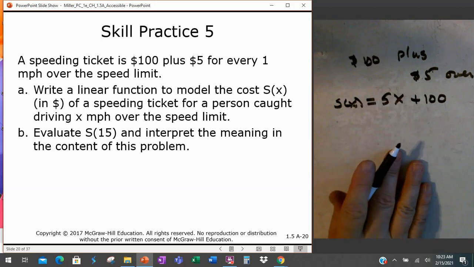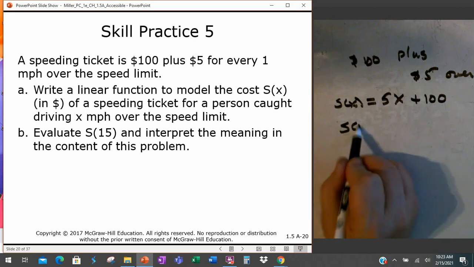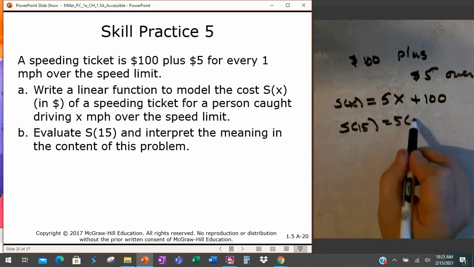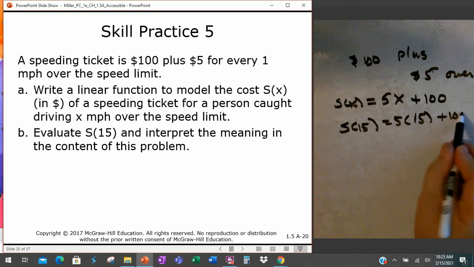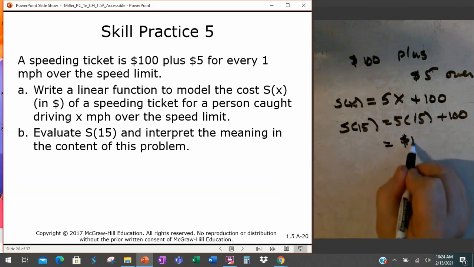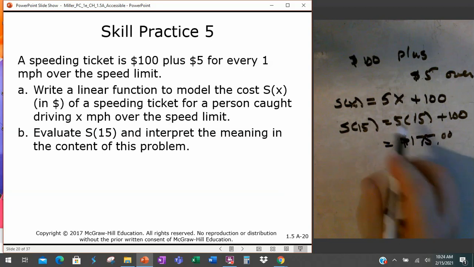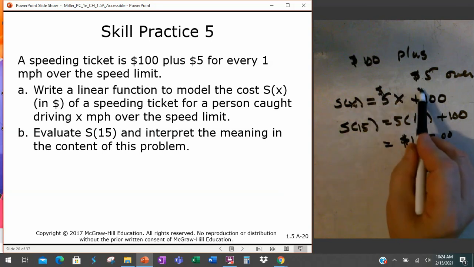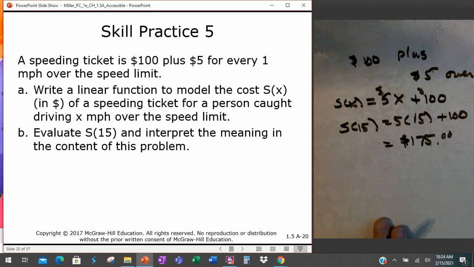Okay. Evaluate S sub 15. Well, you were 15 miles over. You got $5 for every mile, so 15 times 5, plus your 100. And then that would cost you $175. So we really need to write this as plus $100, kind of like that.